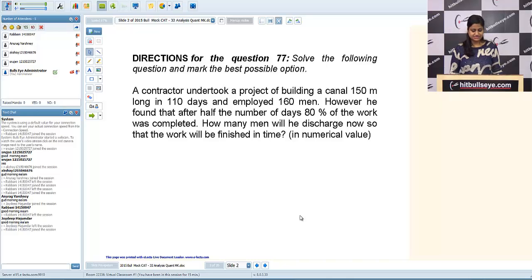Question number 77. Any problem in this question? Yes guys, any problem in this question? I hope I am audible. Yes, all of you. Okay, moving to next question. That was a medium level question.